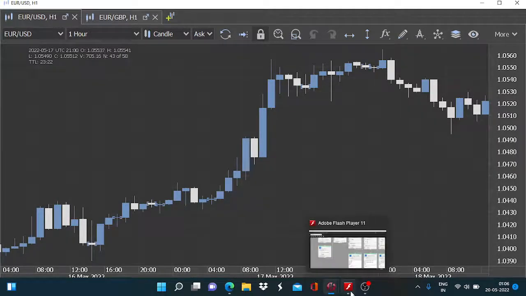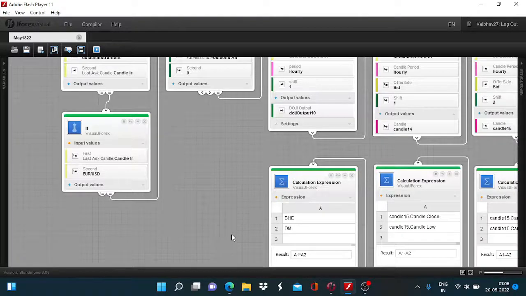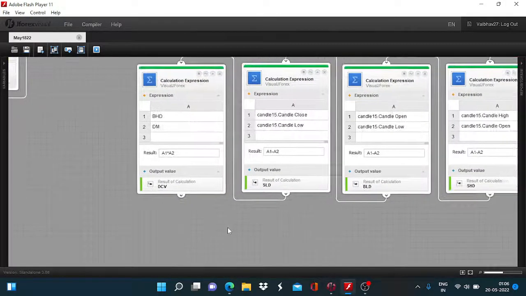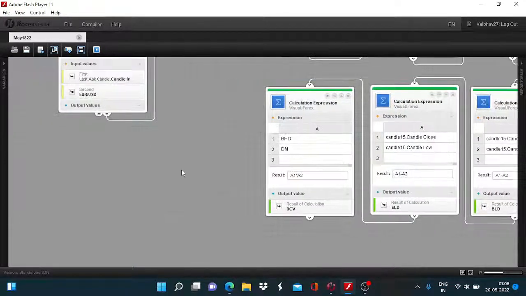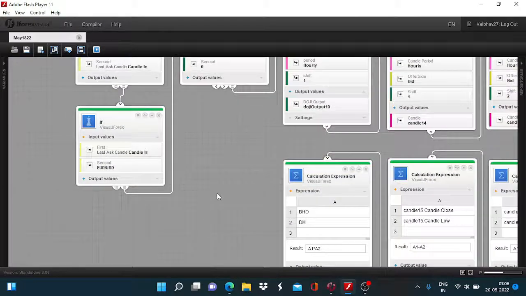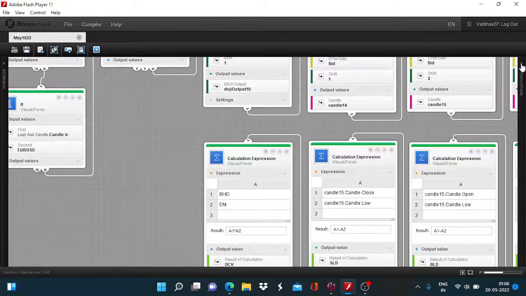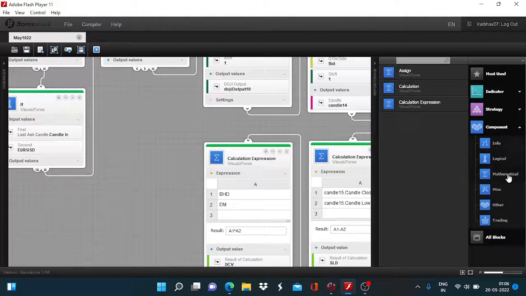So now we head back to the Visual JForex board. Here we have these variables in place, which we will now utilize to set the conditions, the criteria for the execution of the trade. So first things first, we have to take the logical components.